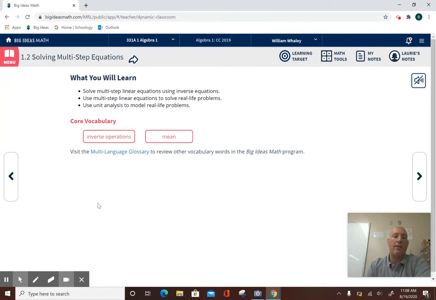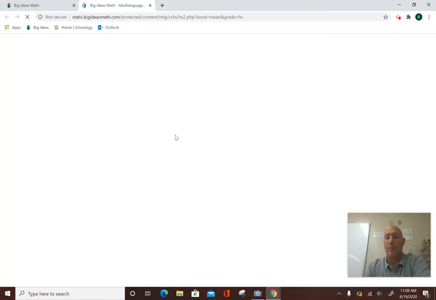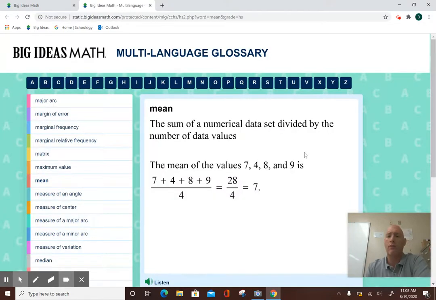And you can tell I started through, when I started on your book, I went to the core vocabulary. You do not have core vocabulary on your section, but I just wanted to show you these real quick. We will be going over mean. Inverse operation just means undo what we already did. And what it means to take a mean. Mean is another word for what we often use as average, okay?